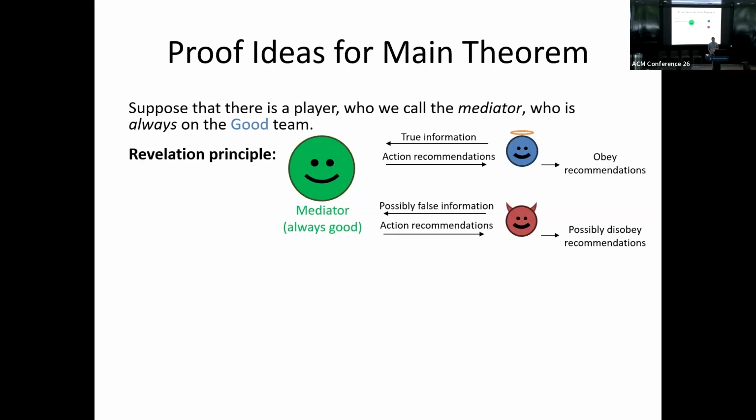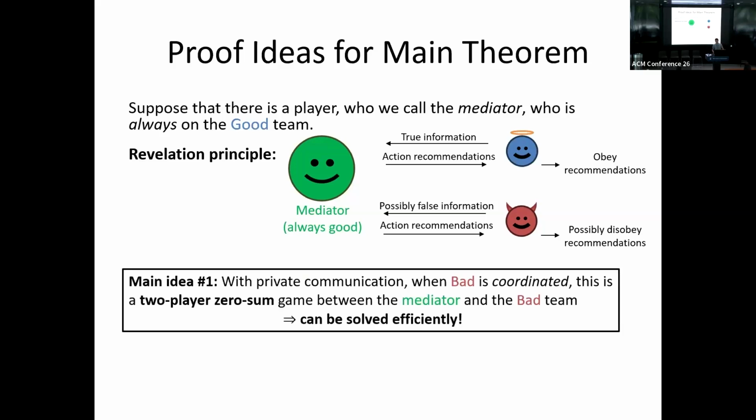And the first main idea is that if we allow private communication, if we allow this setup to work, then when bad is coordinated, what we have is a two-player zero-sum game. It's a two-player zero-sum game between the mediator and the bad coordinator. And so since this is a two-player zero-sum game, you can toss it to any old two-player zero-sum solving algorithm and solve this sort of.